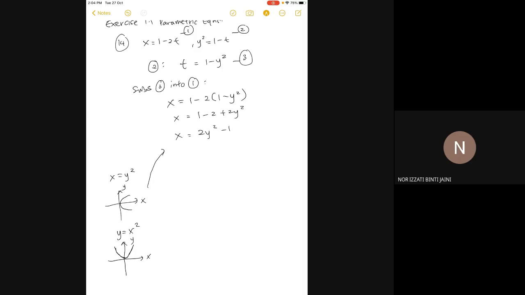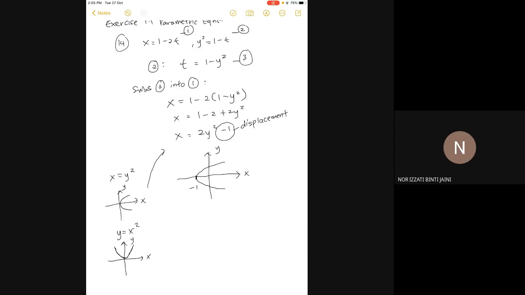And then apa maksud tolak 1 ni? Tolak 1 tambah tolak tu is a displacement of your graph. Okay. So maksudnya kalau asal dia macam tu, sekarang dia pergi tolak 1. Displacement dia. So this is your graph yang sebenarnya. So this is your the real graph.